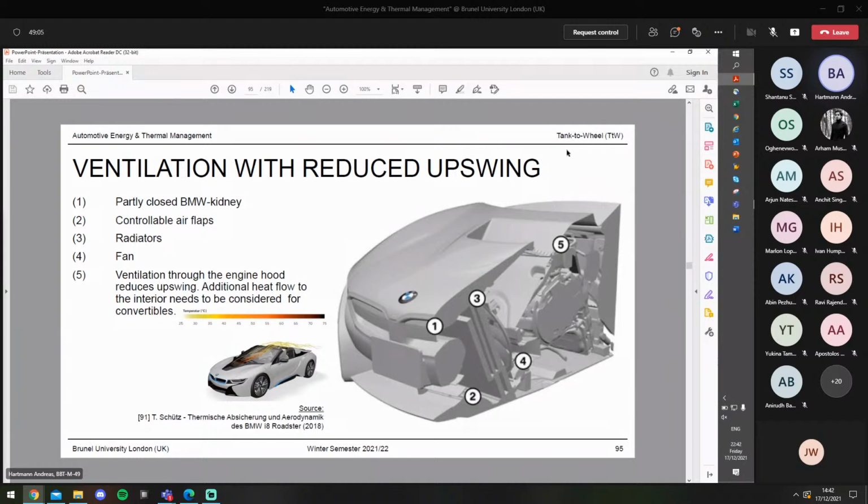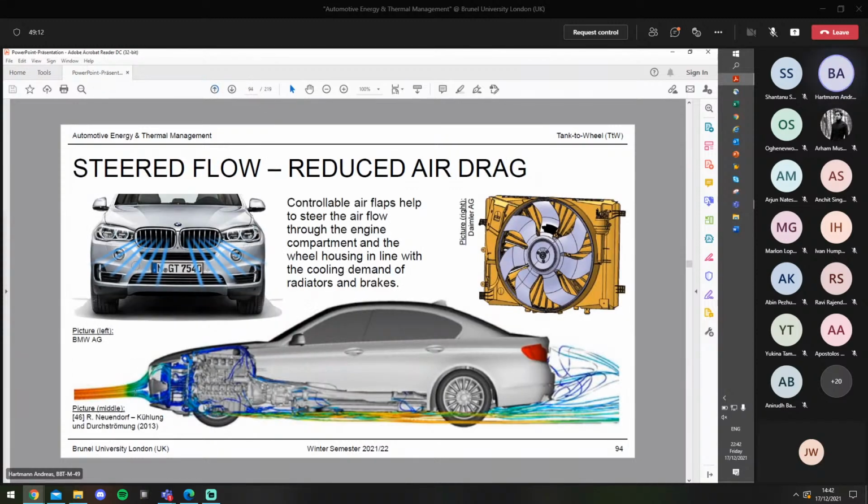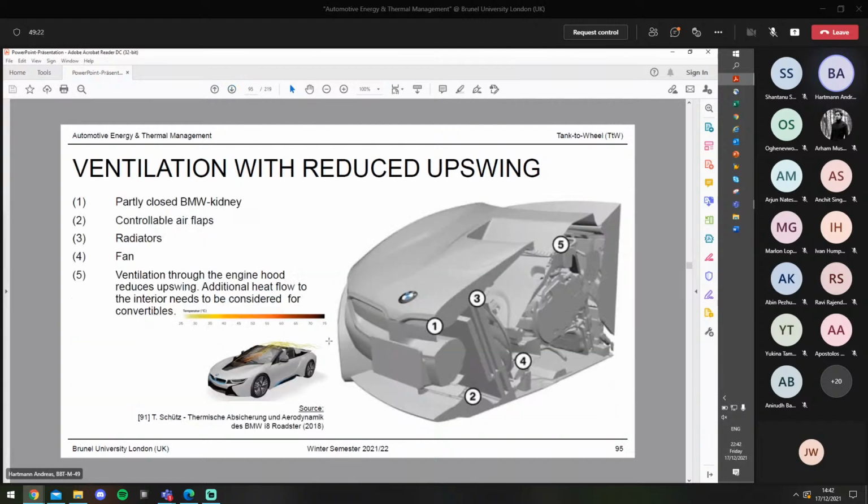And can you imagine what's the reason for that? So standard, as shown here, is that the air flows into the vehicle in the front and then leaves again through the underfloor. And for the i8, it's different. It again flows into the front but leaves through an opening in the hood. So what could be the reason for that? Can you imagine?